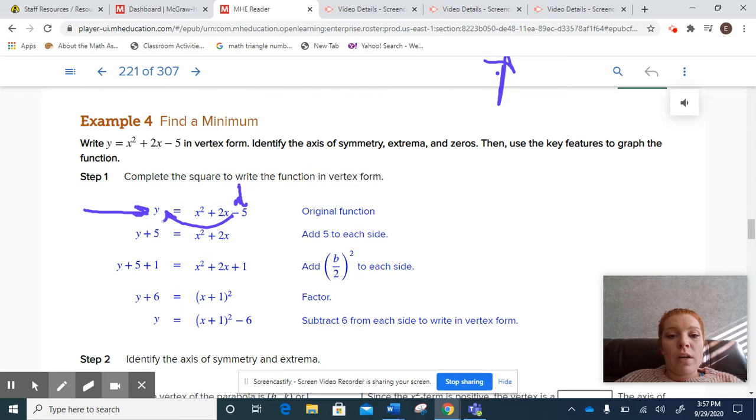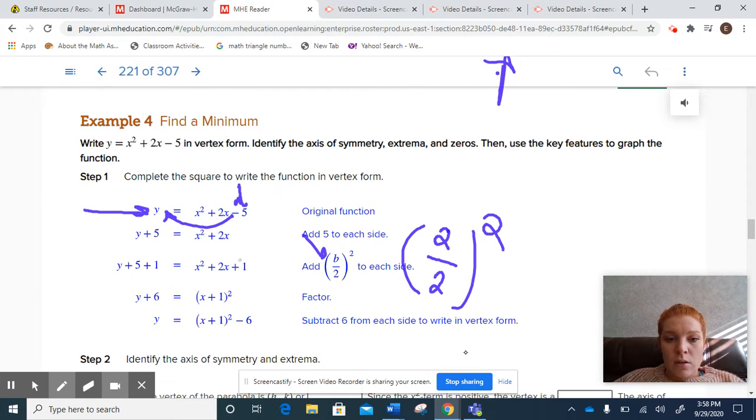Okay. We're going to add the b divided by 2 squared, which is 2 divided by 2 squared, which is a 1. That's why they've added that in, a 1. Do the same thing to the other side. So you leave it as this factored form, right? The x plus 1 squared. And then you go ahead and move this term back to the other side, this 6. Okay, so now you have this something squared and then a -6.